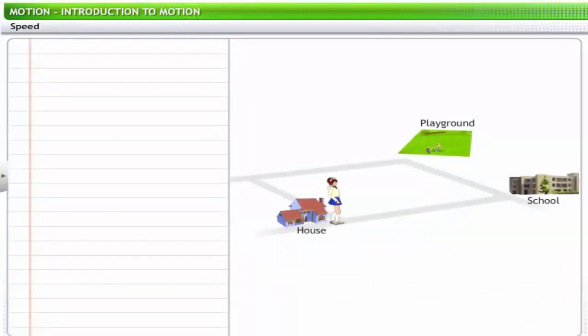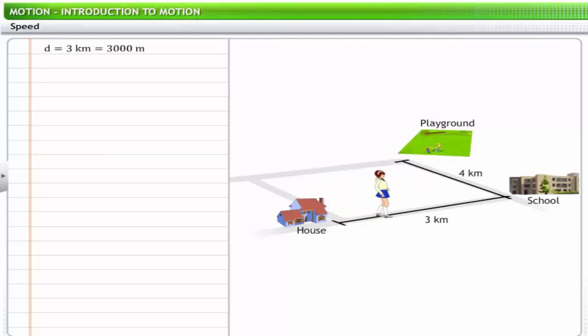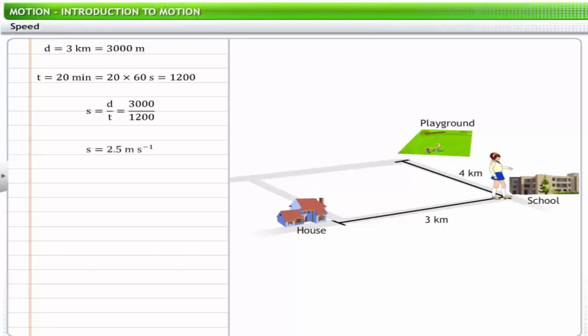Let's try applying this formula to one of the situations we reviewed earlier. In our previous example, Mary's school is 3 kilometers away from her home and the playground is 4 kilometers away from the school. If Mary walks to school from home in 20 minutes, her speed can be calculated as 3000 divided by 1200, which is 2.5 meters per second or 9 kilometers per hour.